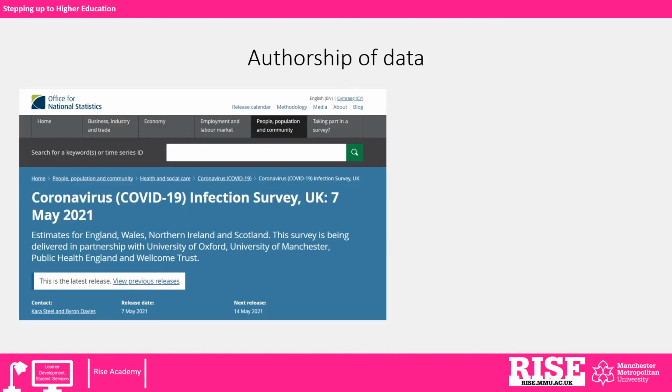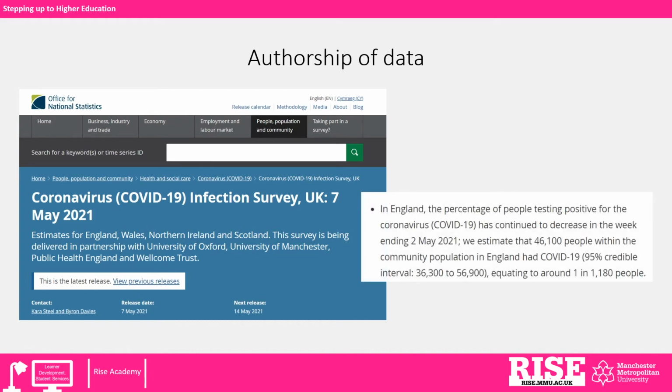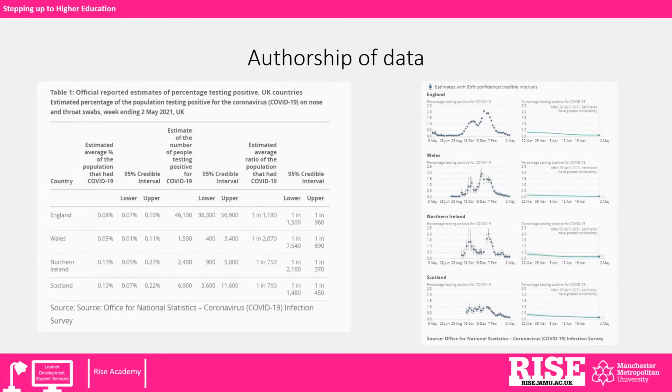Looking at data now, you may need to use data in the form of figures and statistics, and this example shows a reputable source, the Office for National Statistics, or ONS, who are the executive office of the UK Statistics Authority. In this ONS source, data is also presented in graphs, diagrams and tables, and the authorship for all information in this source is attributed to the ONS.